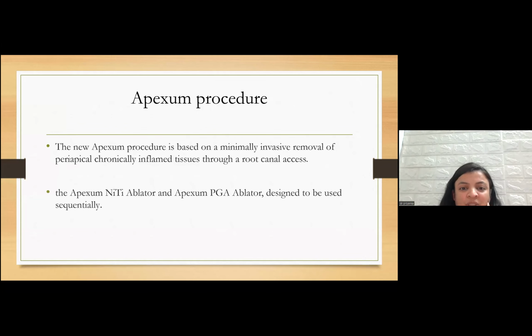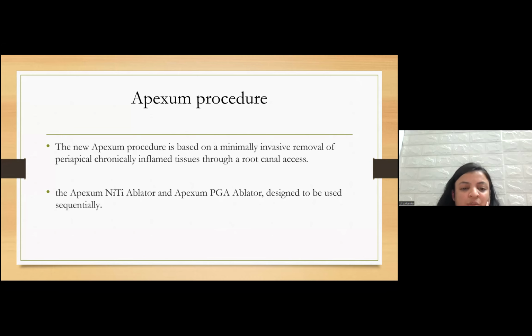Now the last procedure is the apexum procedure. This procedure I have not used till now, and I don't think many clinicians use it so frequently. In this procedure, we use a hook-shaped instrument and put it into the canal, pass it through the apical foramina, and take out the entire lesion mass with that instrument itself.